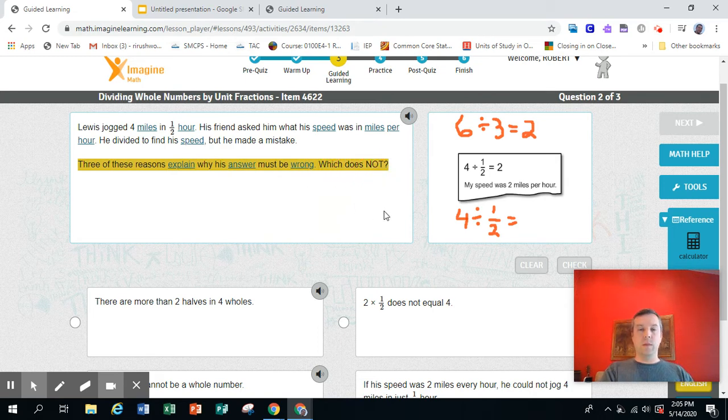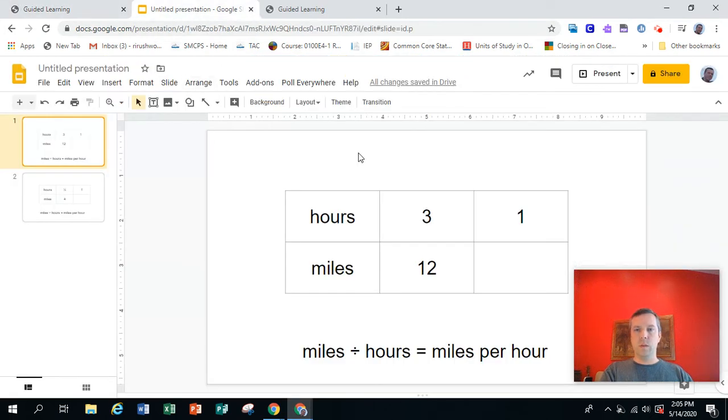This one's really tricky. There's a lot going on here. I hope I can help with it. First, why is Lewis even dividing to find his speed in the first place? I think that's important to understand. Let's look at a simpler problem. Let's say he walked 12 miles and it took him 3 hours.